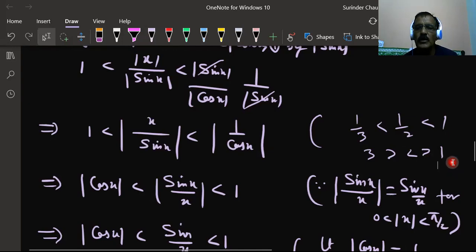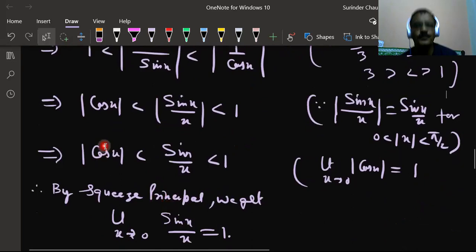We get positive numbers. We have all positive numbers. Reversing the inequality will reverse it. So therefore, cos x will be less than modulus of sin x upon x, which is less than 1, or 1 is greater than modulus of sin x upon x, which is greater than cos x. Or this is reversed.